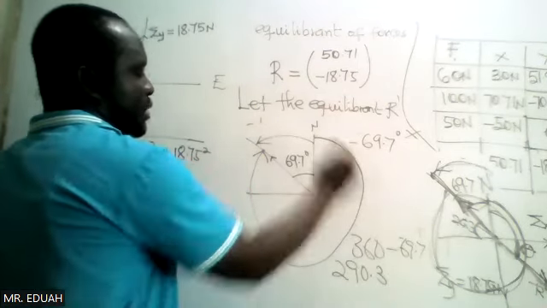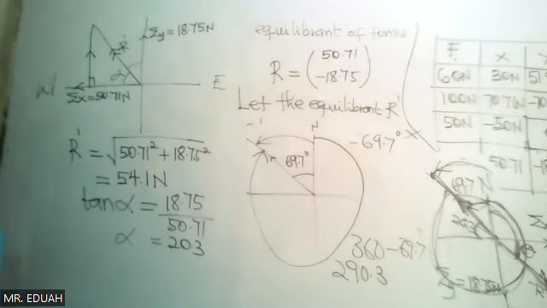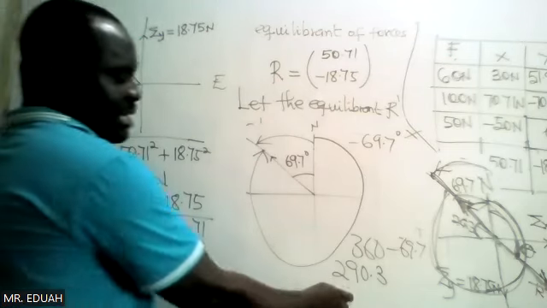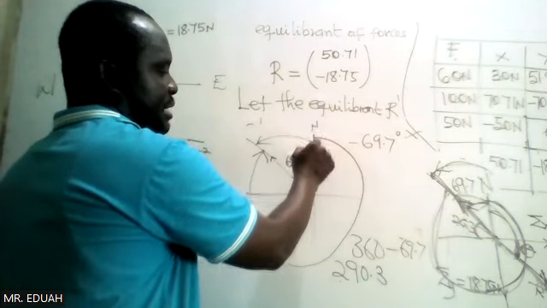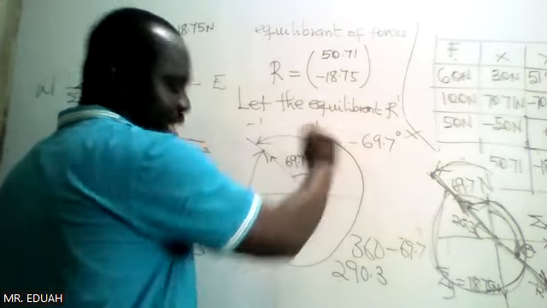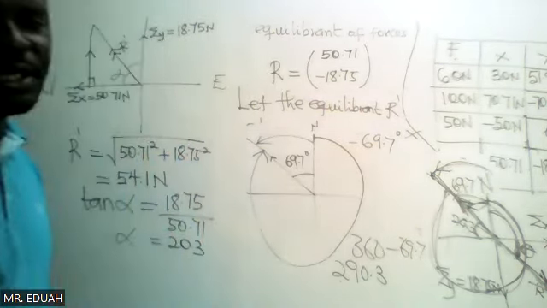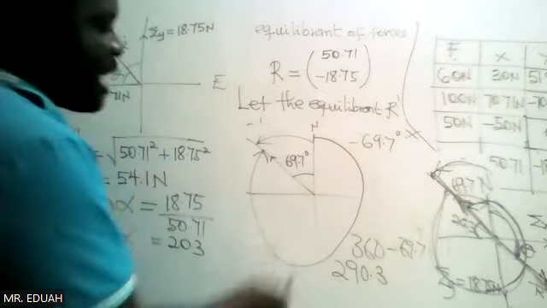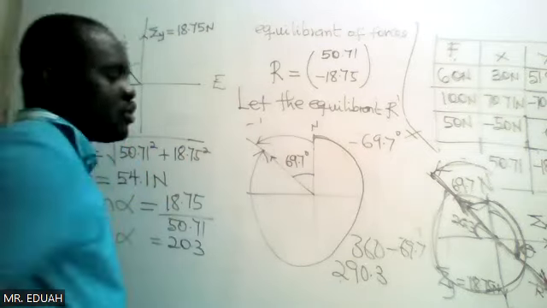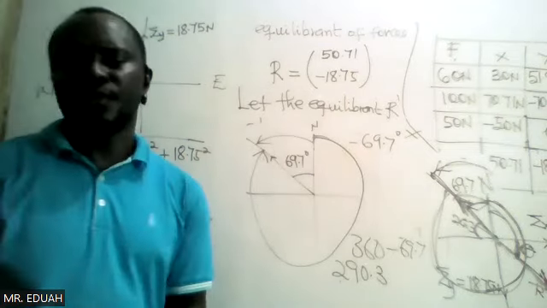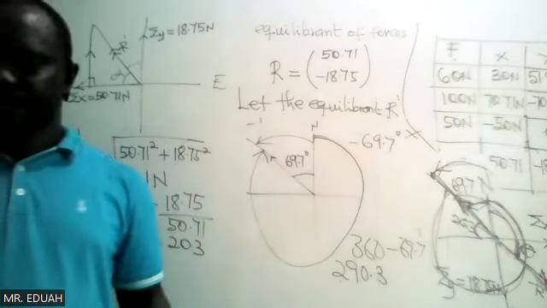Okay, so 290.3. Here's another direction. Everybody knows that for bearing angular measurements, you start from the north and then go in a clockwise direction. So when I measure 290.3 degrees from here, it will also give me the direction of the equilibrium.